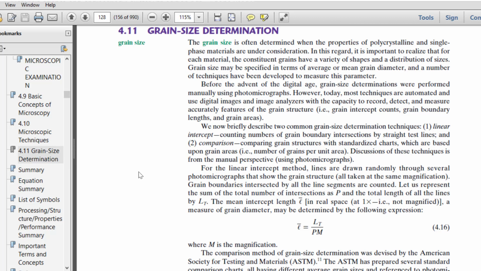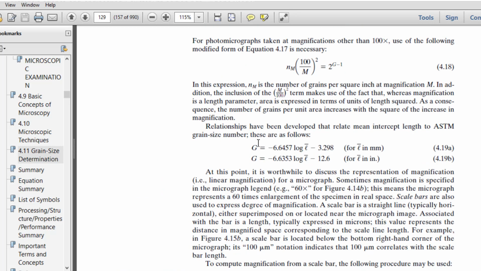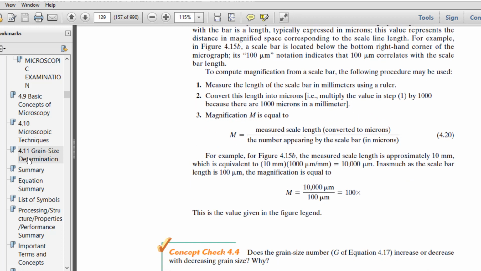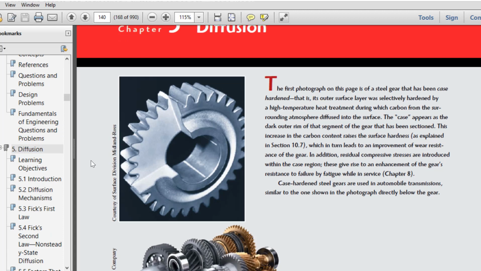Chapter 4 and section 4.11 tells you about the grain size determination. So this concept is also required, and the most important formula in this is this one. Okay. And these are some conversions, where the same thing has been converted so that we can directly find it in terms of length. Okay, these are some converted formulas. Chapter 4 is important and you have to study every section.